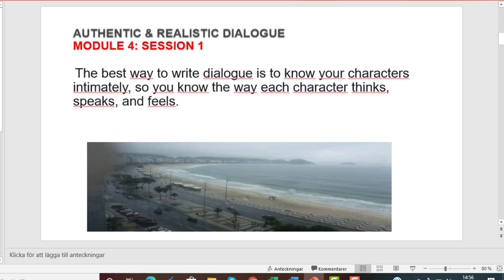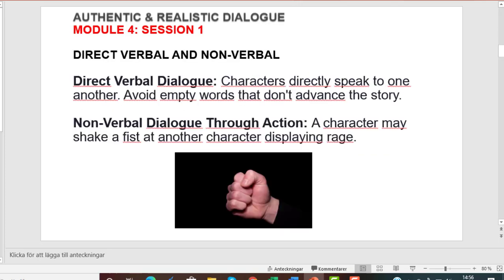Use dialogue to advance the story and reveal how a character feels about another character or convey other vital information that will move your story forward. When done correctly, revealing information through dialogue creates momentum and engagement that keeps readers turning pages. There are two types of dialogue. There is direct verbal dialogue, and then there is non-verbal dialogue through action.